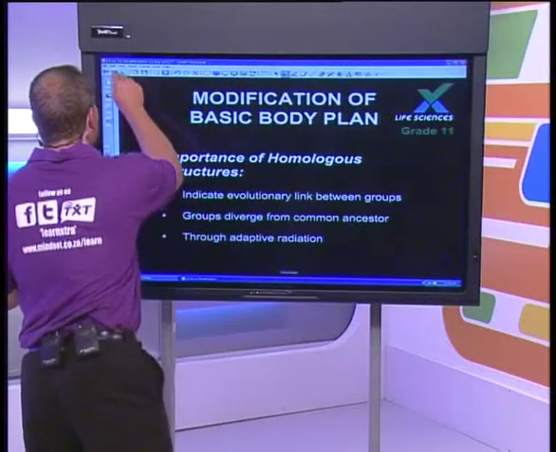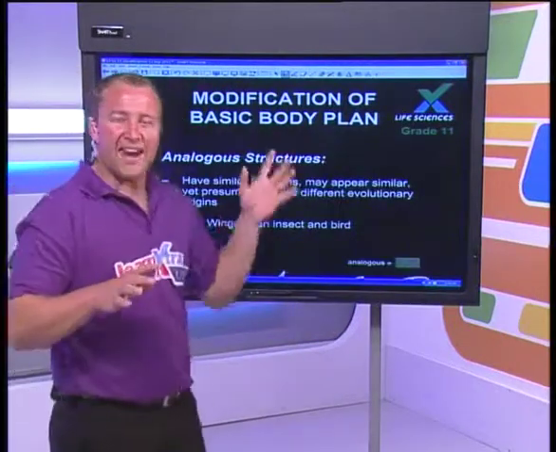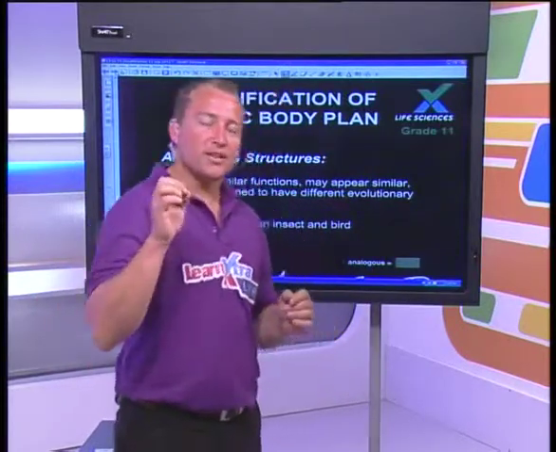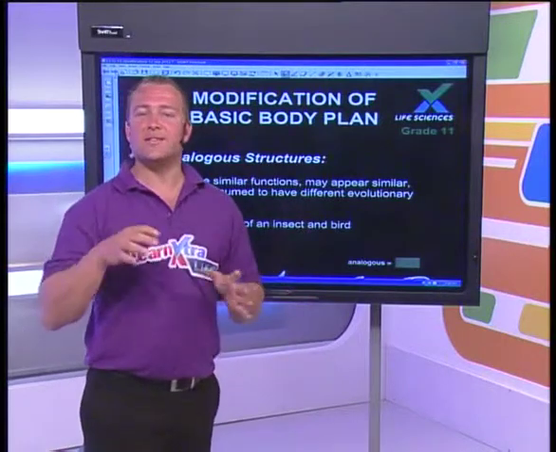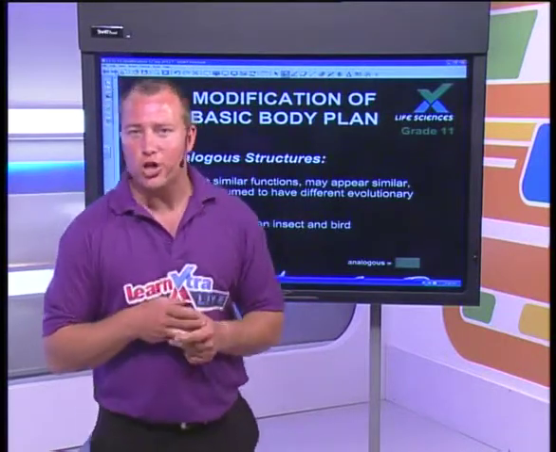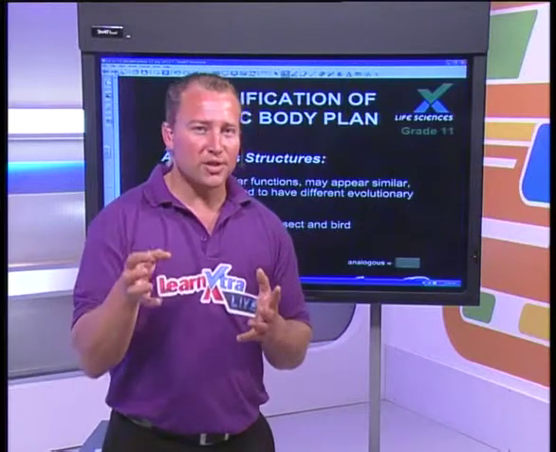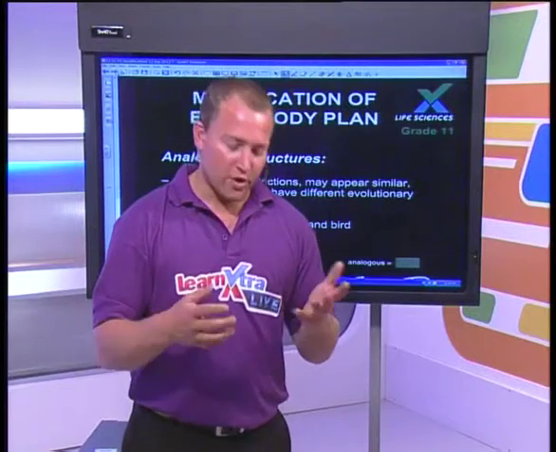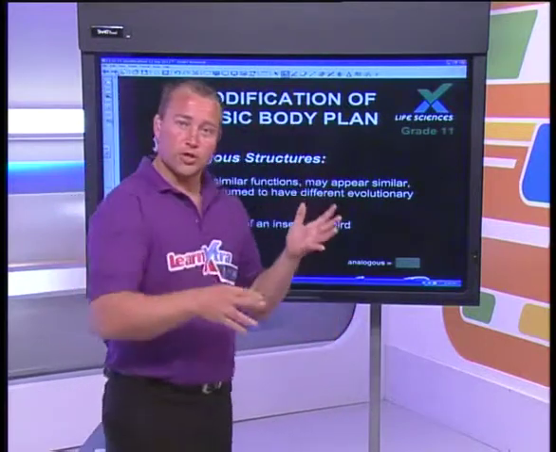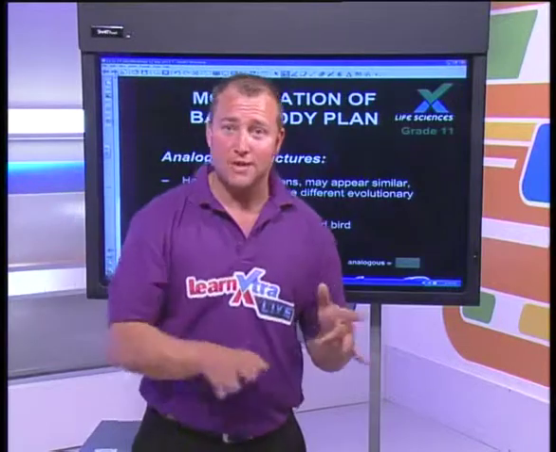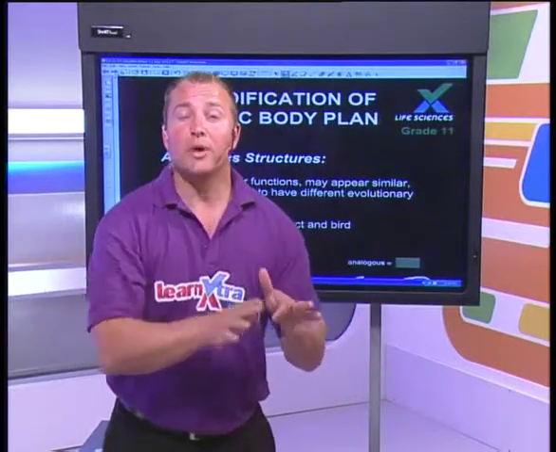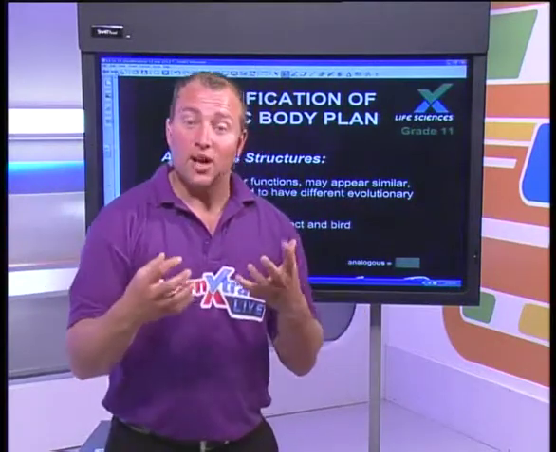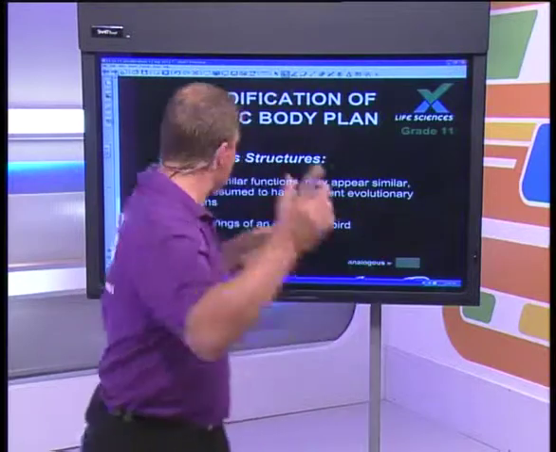Now, if I go to the next one, analogous. We haven't gone through analogous at all yet. Analogous is quite cool. This is what we see every day. You walk outside and you see it all the time. Analogous means it's a different ancestor, but does the same function. So if you look at it, you've got your moths, you've got your birds, you've got your bats, you've got all your insects. So you've got the bee. All of these things, they all do what? They all fly.